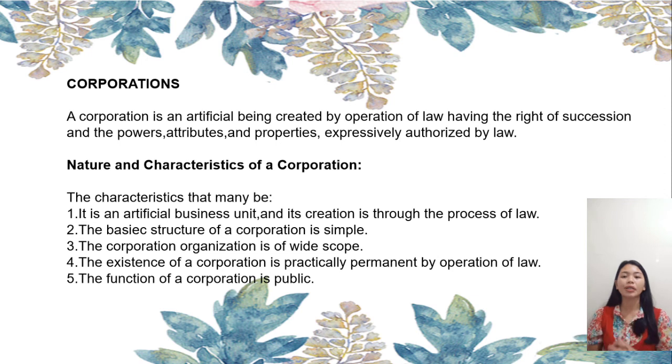So, the nature and characteristics of a corporation. The corporate form of ownership possesses characteristics which make it adoptable. First, it is an artificial business unit and its creation is through the process of law. Second, the basic structure of a corporation is simple. Third, the corporate organization is of wide scope. Fourth, the existence of a corporation is practically permanent by operation of law. And the last one is that the function of a corporation is public.